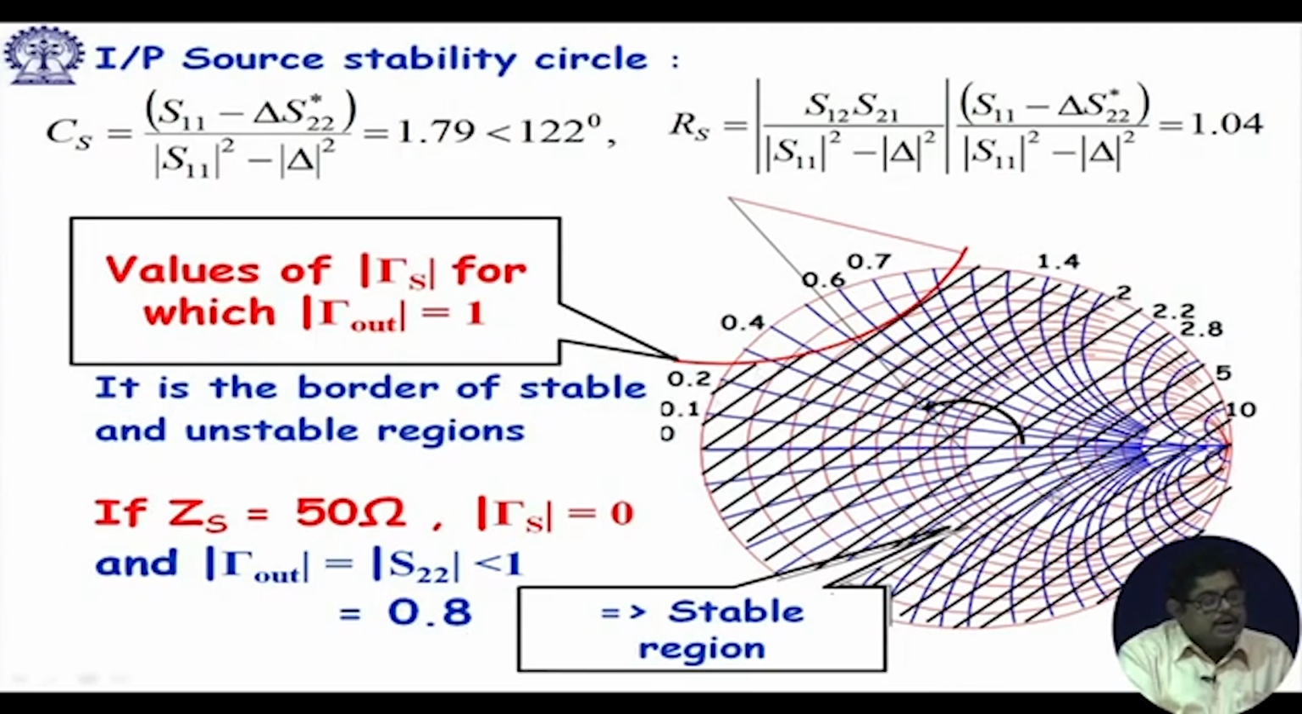So I know that the portion of the Smith chart that contains the center is the stable region. We have marked the stable region with this black shading, and this is the unstable region. So I will have to choose the gamma s from here.